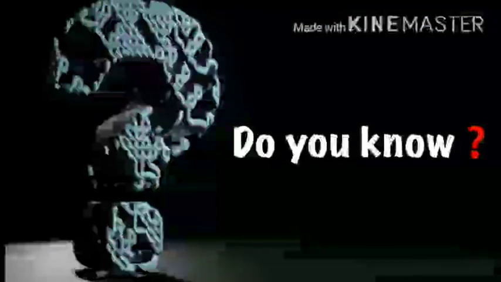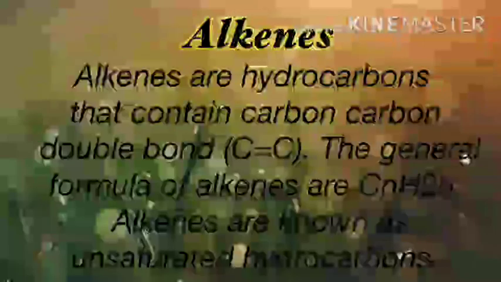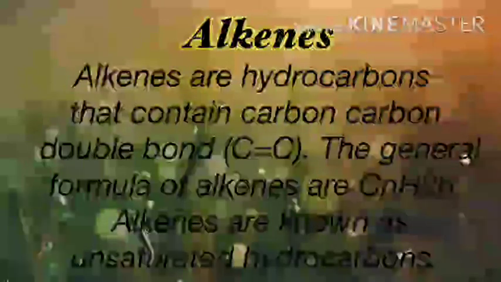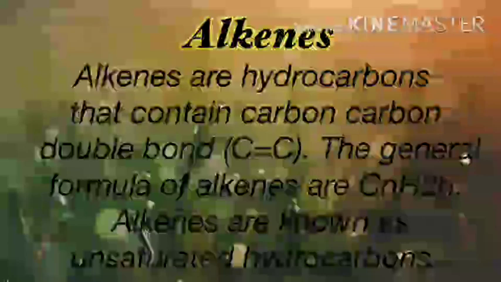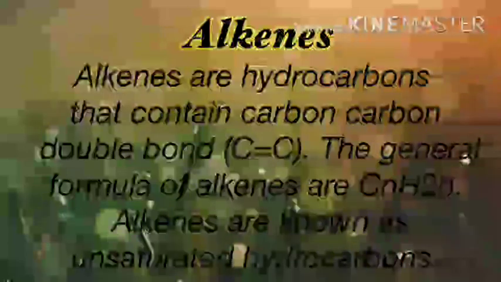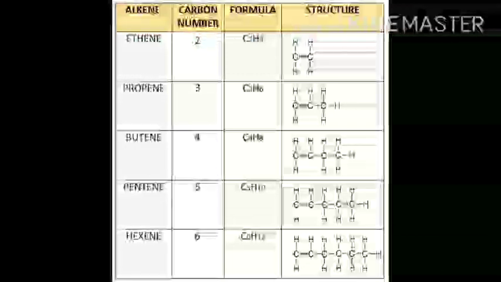First, let us start from basics. Do you know what are alkenes, haloalkanes, or carbocations? Let me explain them one by one. Alkenes are unsaturated hydrocarbons containing a carbon-carbon double bond in their molecules. Their general formula is CnH2n. Now, these are some of the examples of alkenes.